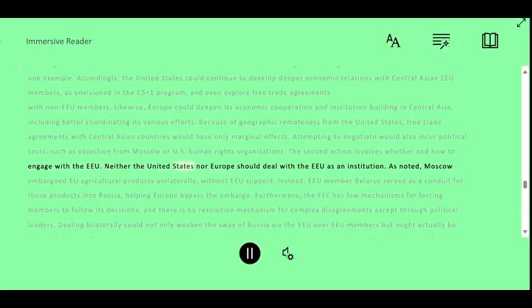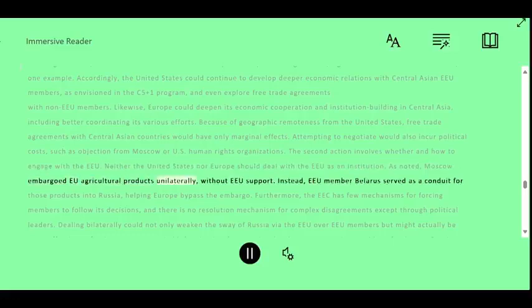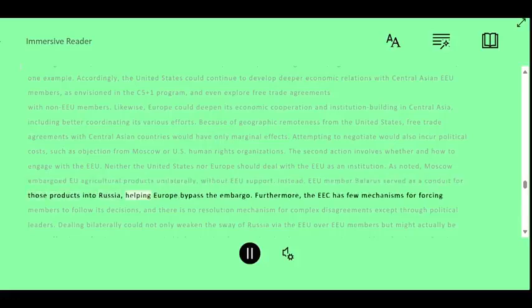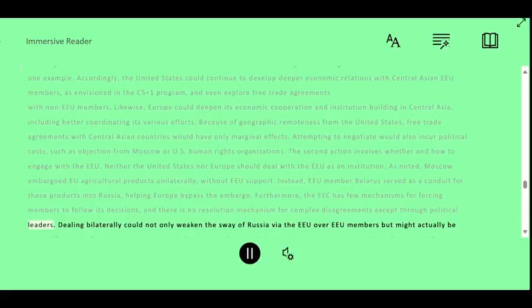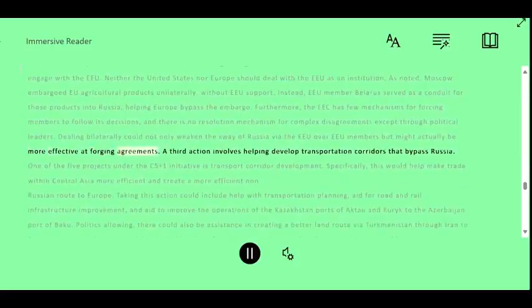Neither the United States nor Europe should deal with the EU as an institution. As noted, Moscow embargoed EU agricultural products unilaterally, without EU support. Instead, EU member Belarus served as a conduit for those products into Russia, helping Europe bypass the embargo. Furthermore, the EC has few mechanisms for forcing members to follow its decisions, and there is no resolution mechanism for complex disagreements except through political leaders. Dealing bilaterally could not only weaken the sway of Russia via the EU over EU members, but might actually be more effective at forging agreements.